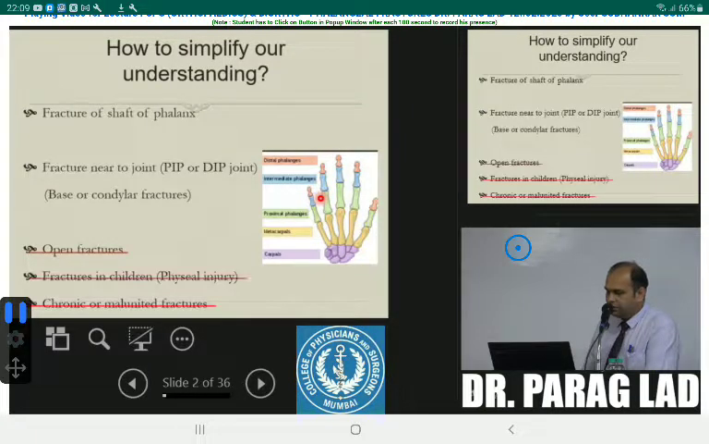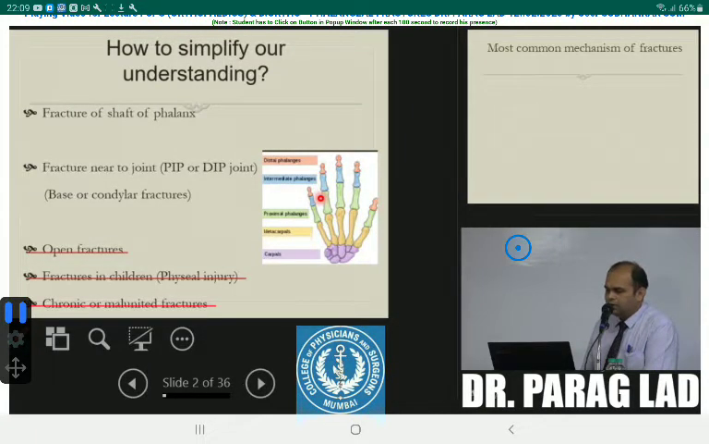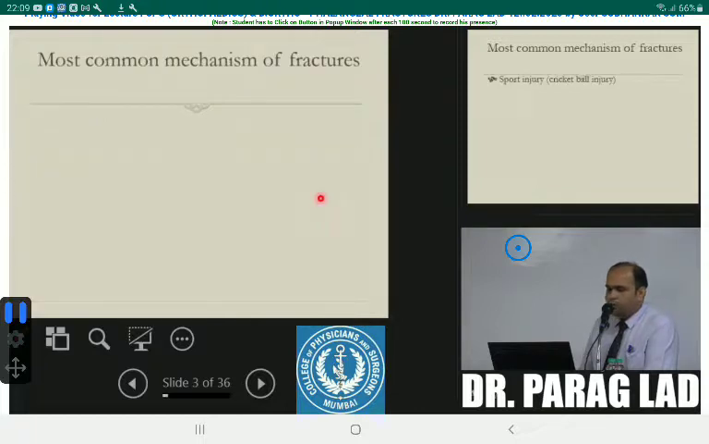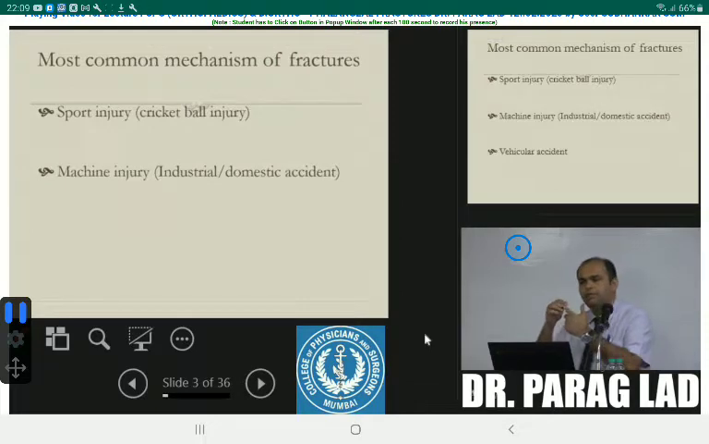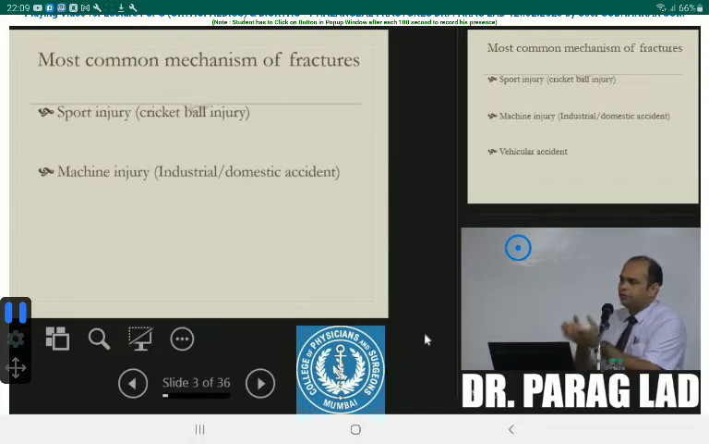So these three we are not going to cover today. Now, what are the most common mechanisms of hand fractures? Cricket ball injury is the most common. You get a mallet injury or a fracture of the PIP joint. It is because of catching in cricket, also bowling, batting, fielding and wicket keeping.